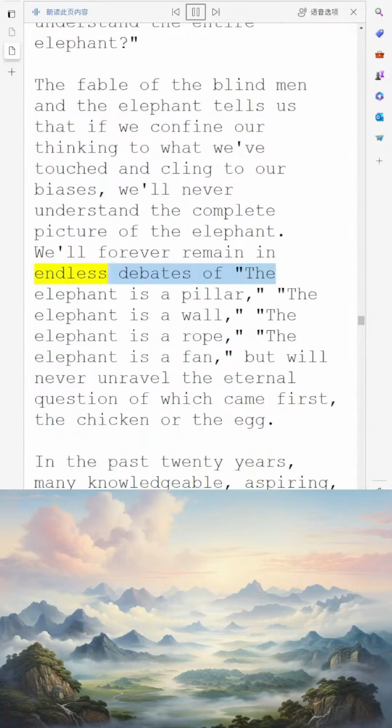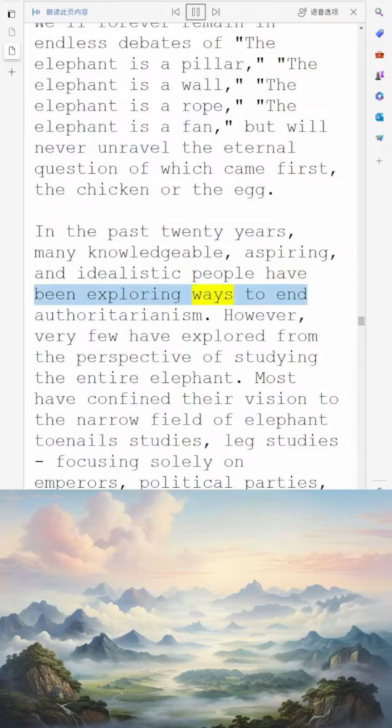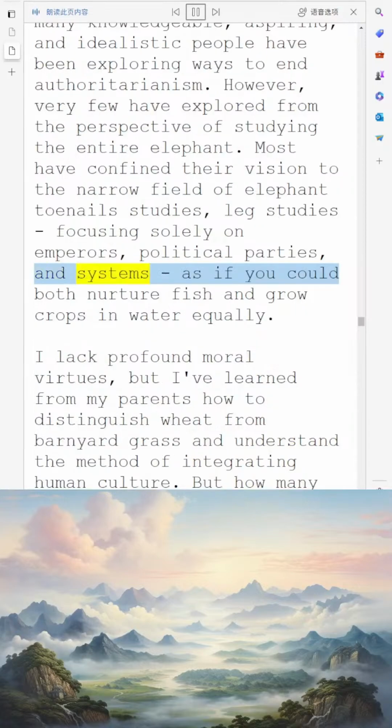We'll forever remain in endless debates of the elephant is a pillar, the elephant is a wall, the elephant is a rope, the elephant is a fan, but we'll never unravel the eternal question of which came first, the chicken or the egg. In the past 20 years, many knowledgeable, aspiring, and idealistic people have been exploring ways to end authoritarianism. However, very few have explored from the perspective of studying the entire elephant. Most have confined their vision to the narrow field of elephant toenail studies, leg studies, focusing solely on emperors, political parties, and systems, as if you could both nurture fish and grow crops in water equally.